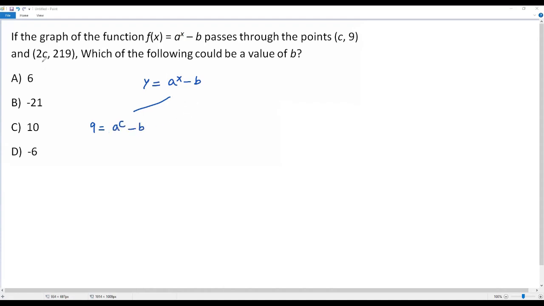Okay, now the same thing we can do for the other point, because the graph of the given function passes through this point as well. So we can plug in the x coordinate 2c for x and 219 for the y coordinate. Then I'm getting 219 equals a to the power of 2c, negative b.